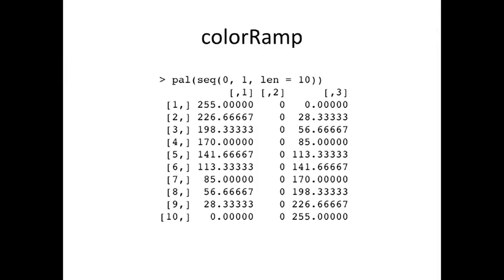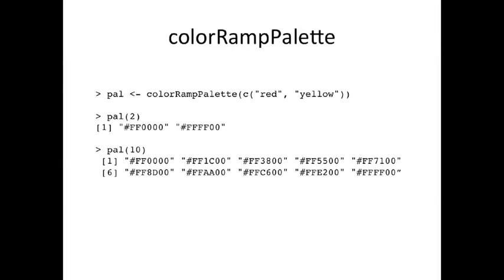And so when I pass this sequence to PAL, you'll see at the very top here I start with red, so it's maximum red, and then 0 for green, 0 for blue. And I slowly reduce the red amount and increase the blue amount until I get to the bottom here where I've got all blue and no green and no red. So those are the various colors that you get in between red and blue as you interpolate the palette. So that's the color ramp function.